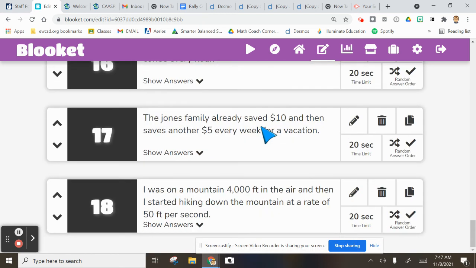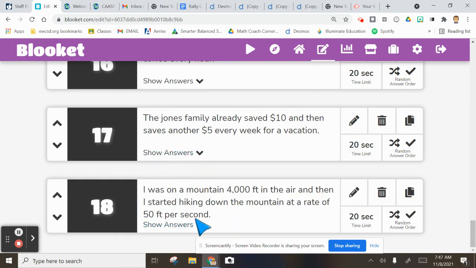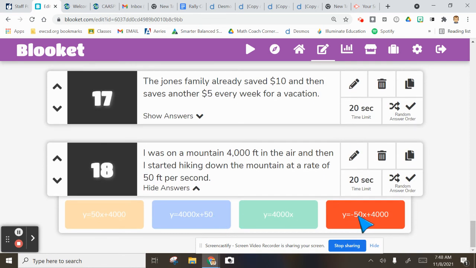How about this one? The Jones family already saved $10 and then saves another $5 every week. Already saved $10 and then saves 5 every week. All right, this last one, little curveball. I was on a mountain at 4,000 feet in the air and then started hiking down the mountain at a rate of 50 per second. I'm going down the mountain, so it's going to be a negative. All right, so go ahead and do the Blooket. Miss Alonso, feel free to pause the video now.